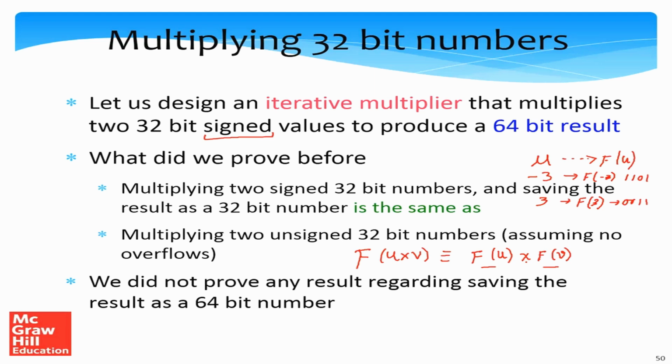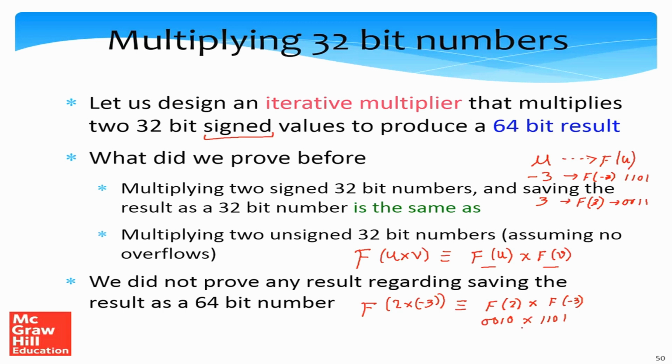We however did not prove any result regarding saving the result as a 64-bit number, but this is what we know. If we want to multiply 2 times minus 3, let's say in a 4-bit number system, what we know is that multiplying this is equivalent to multiplying f of 2 times f of minus 3. So f of 2 is 0010, and that's being multiplied with 1101.